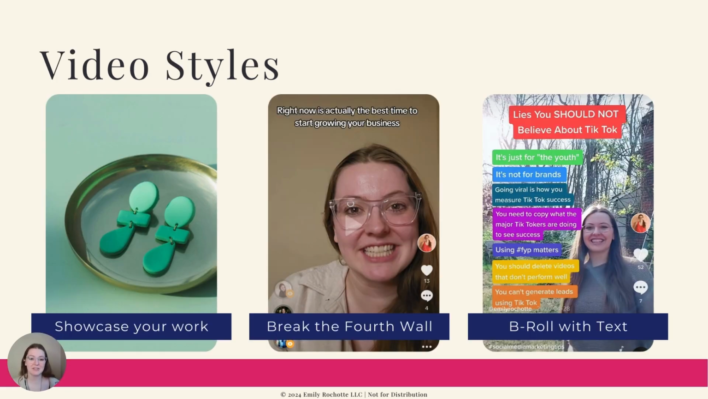How we create those videos is going to look a few different ways, but the three main types of video styles are to showcase your work, show people what it is that you offer, breaking the fourth wall, which is when you talk directly to the camera and you create that relationship with the viewer on the other side, and B-roll with text. B-roll is video footage that we have that doesn't have any narration or anything on it, and we can just put text right over it, or you could add your own vocal narration to it as well.